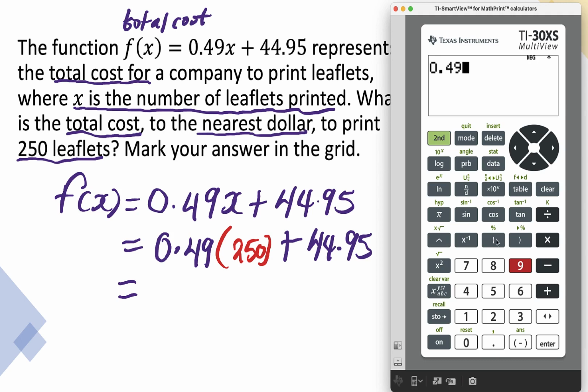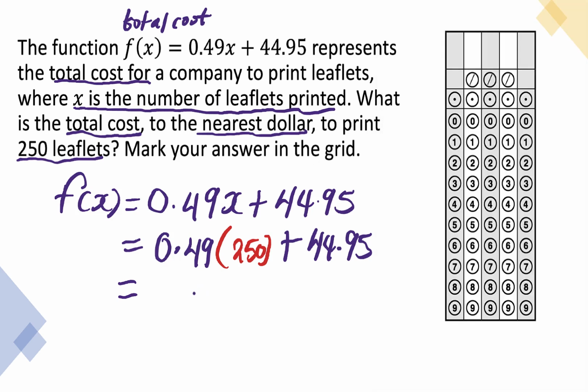0.49. If you want to, open the parentheses. 250. Close the parentheses. Plus 44.95. Enter. My answer is 167.45. Remember what the question said. It says, what is the total cost to the nearest dollar? Which means we're rounding to the ones place.